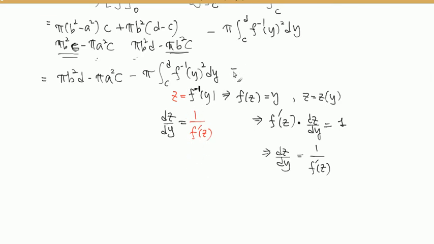So let's continue. We have pi b squared d minus pi a squared c minus pi times. Now this one is called z, so it's z squared, right? Times the reciprocal of this one. What is the reciprocal of that one? F prime z. Then it changes to dz, right? You probably know the answer is not c d here, right? If you're switching a definite integral in substitution, this must switch too, correct?